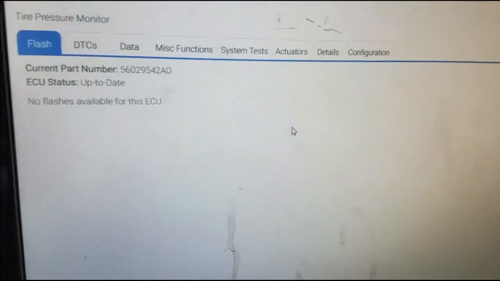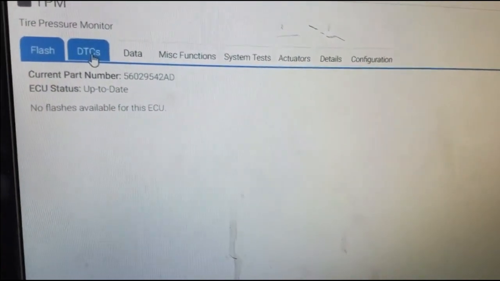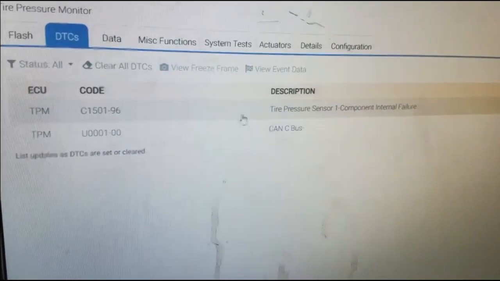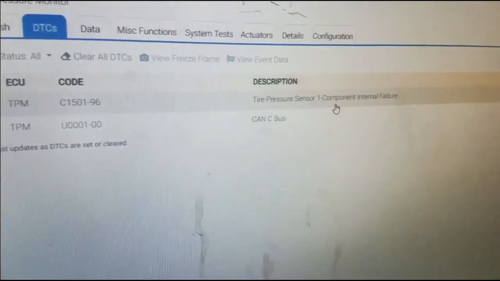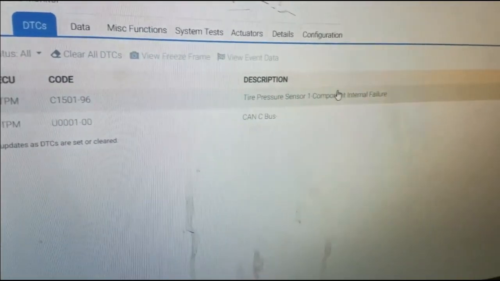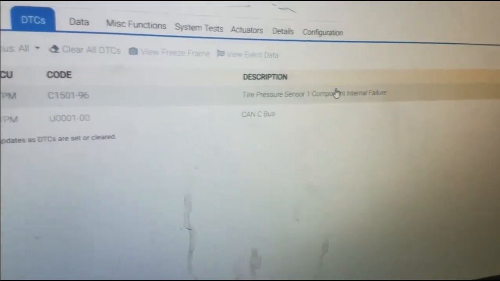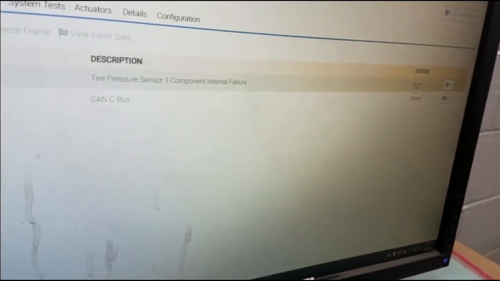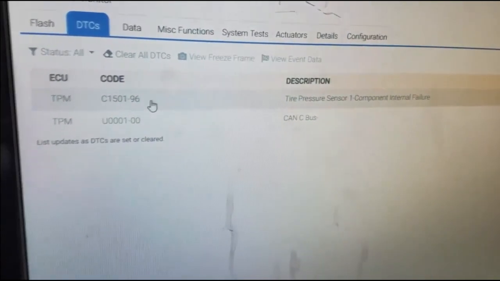Let's see what fault code we have in DTC. Okay, we have a yes. The dash is doing what it's supposed to do, which is to alert the driver that either the tire pressure is low or the tire pressure sensor is faulty. In this case, this is active, guys, which means this computer sees this problem right now.